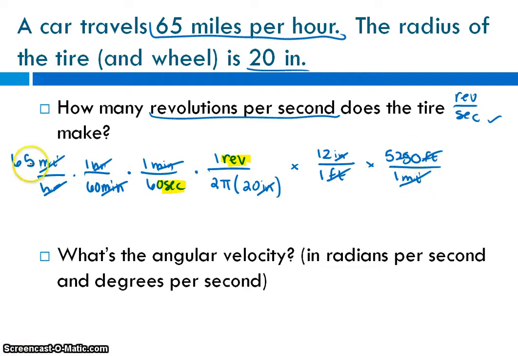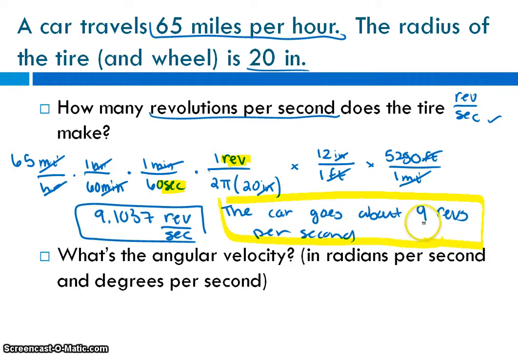Now this is why I have the strict requirements of where you need to write your fraction with your horizontal fraction bar, so you can easily see what's on top and what's on bottom. So one thing on top cancels with one thing on bottom. Now I just, on the calculator, 65 times 12 times 5,280, divided by, and you're going to need parentheses, 60 times 2 pi times 20, close your parentheses, and you should get 9.1037, and the units are revs per second, and I'm going to write that in a sentence. Okay, so the car goes about 9 revolutions per second. I boxed in the 4 decimal place answer, so that should be sufficient.